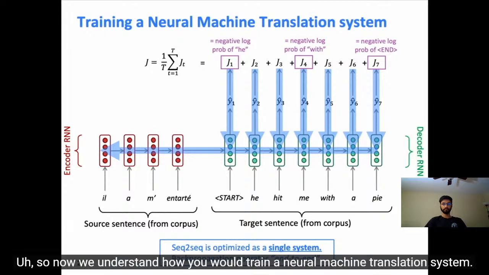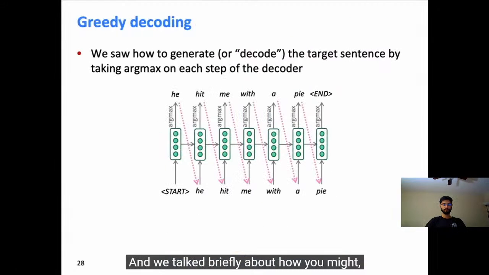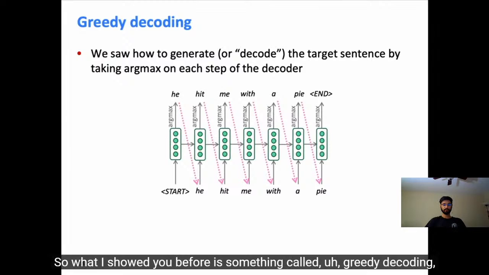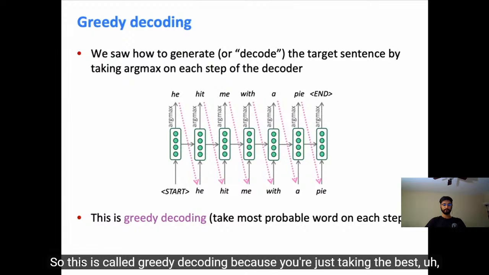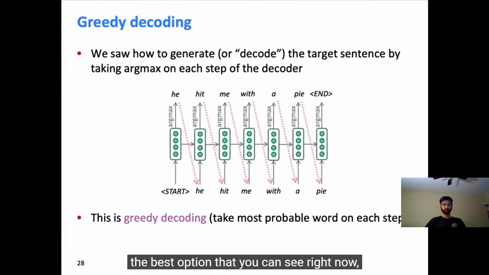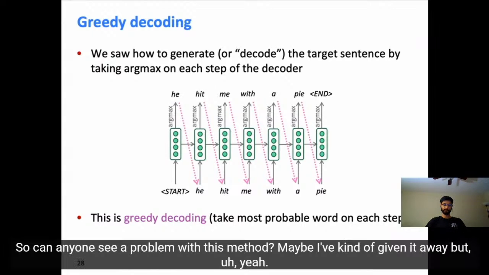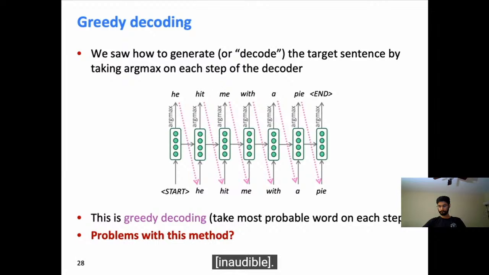So now we understand how you would train a neural machine translation system, and we talked briefly about how you might do decoding or generation. So what I showed you before is something called greedy decoding, which is this idea that on each step you just choose the argmax, the top one best word, and then you feed that in on the next step. So this is called greedy decoding because you're just taking the best option that you can see right now, and then you don't really have a way to go back. So can anyone see a problem with this method? Maybe I've kind of given it away, but yeah?